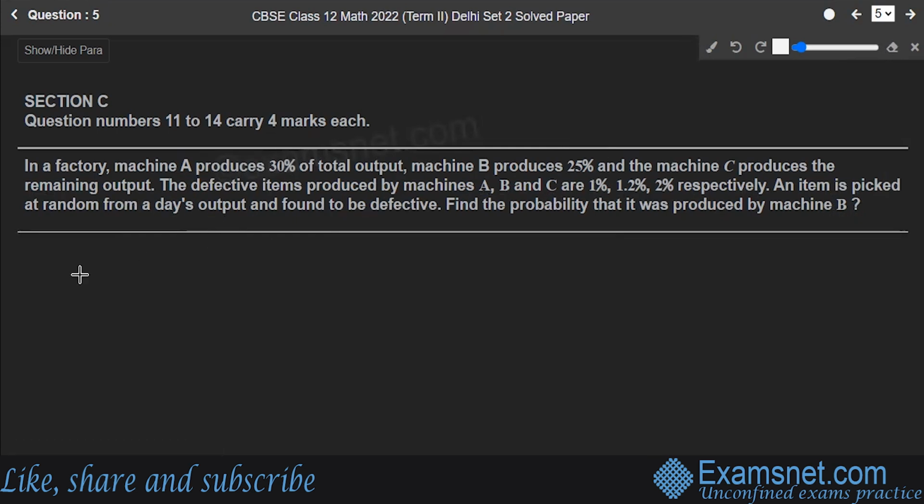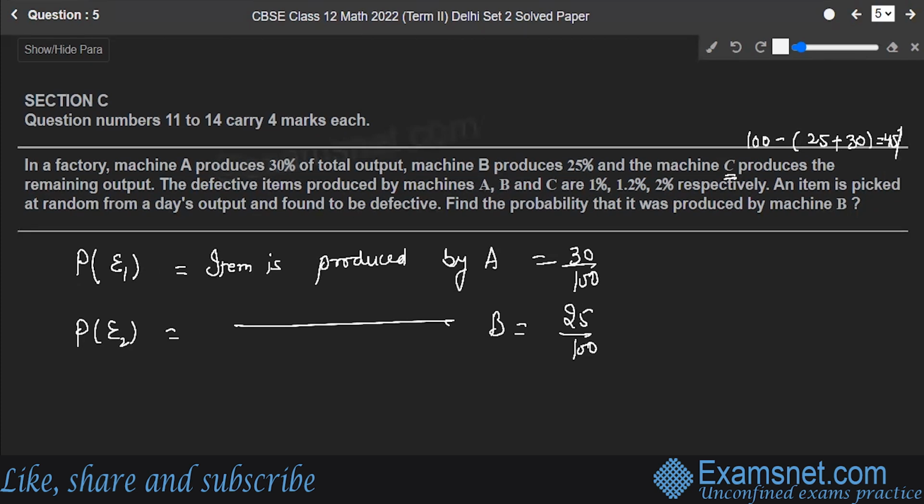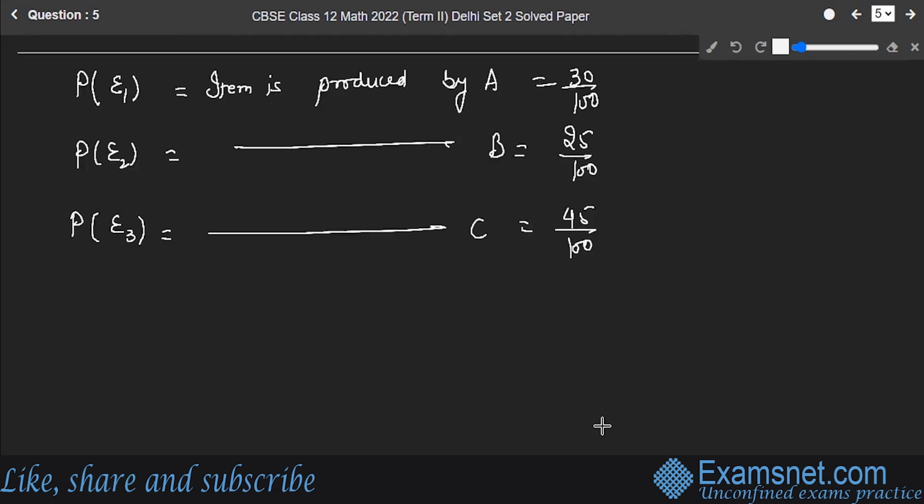Okay. So first of all, let's say P(E1) represents that the item is produced by machine A. This is 30%, so this is equal to 30/100. Similarly, P(E2), this is the item produced by B, which is 25%, so 25 upon 100. And C produces the remaining, so C produces 100 minus (25 plus 30), which is equal to 45%. So P(E3) is item produced by C, 45 upon 100.